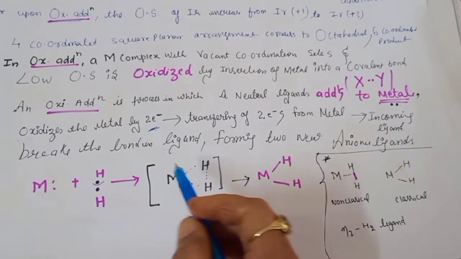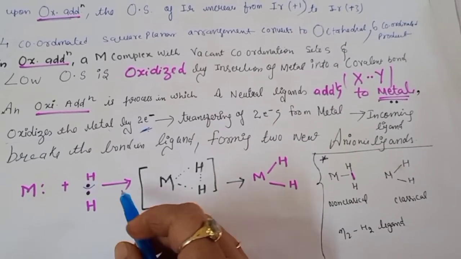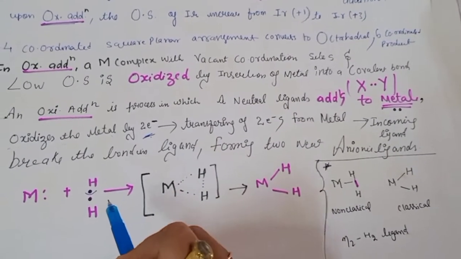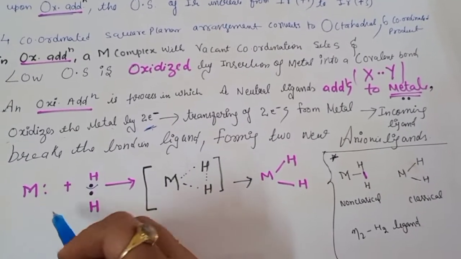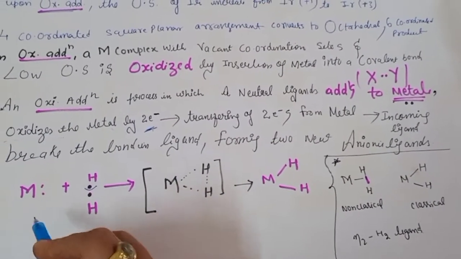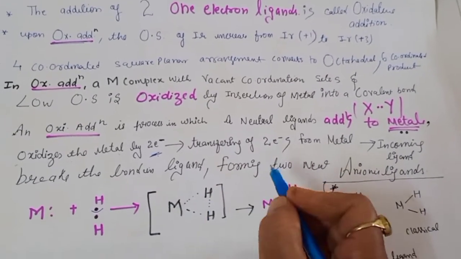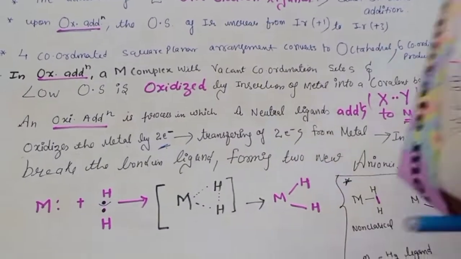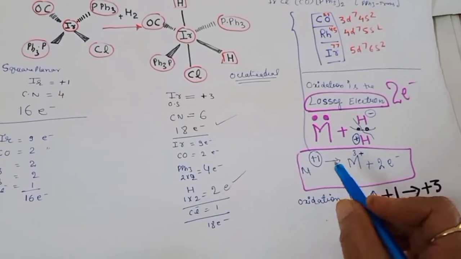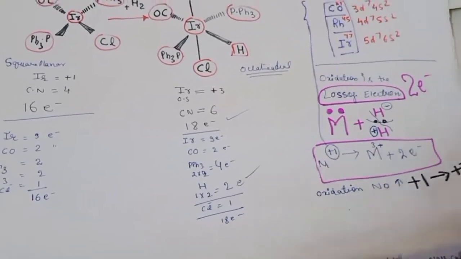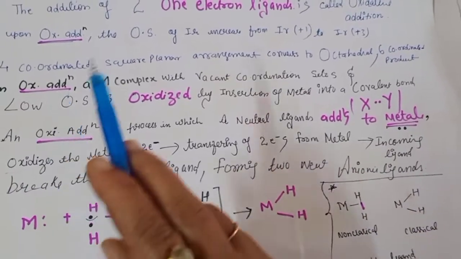So what is overall here? First, this neutral molecule will snatch the 2 electrons from the metal. It will oxidize the metal, meaning it will take the electrons and the metal will lose 2 electrons. And they form the 2 anionic ligands here, and when the 2 anionic ligands are formed, the oxidation state of the metal changes from +1 to +3. That is what is important here.